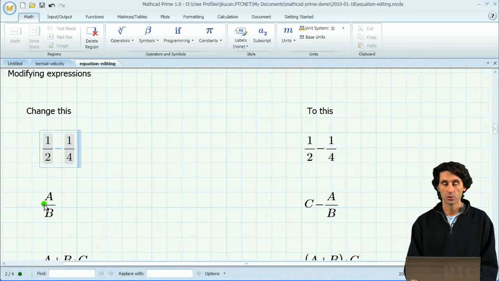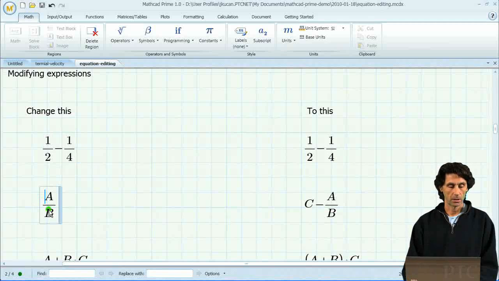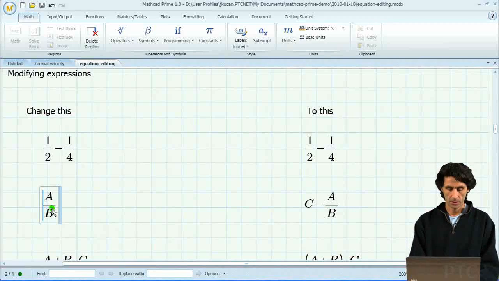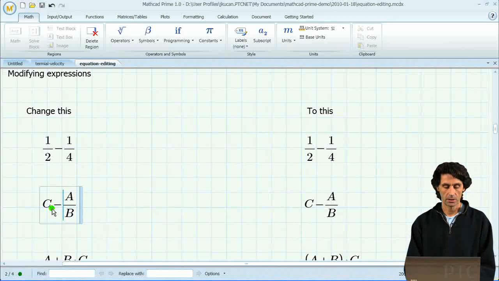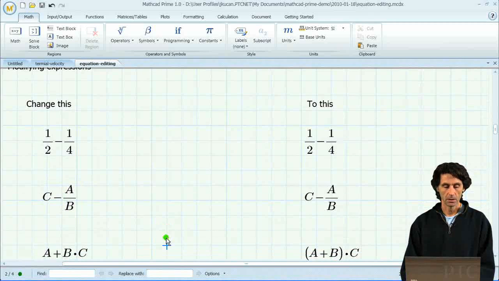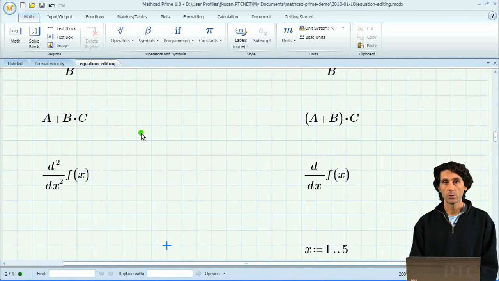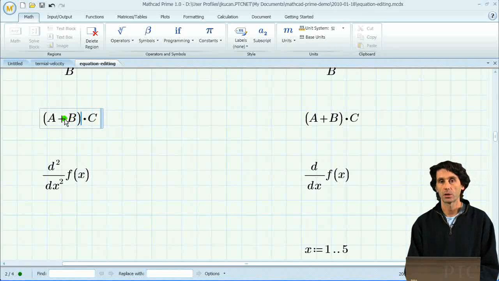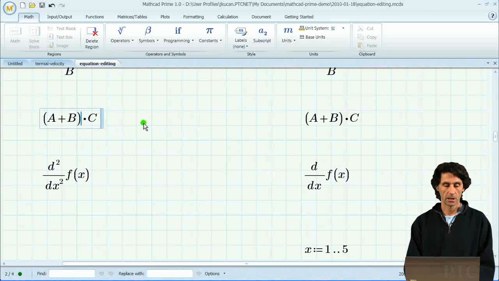In the next example, the user wants to type c minus preceding the fraction a over b. We simply put the cursor in front, type c minus, and we get the desired result. In the following example, we want to change the order of evaluation. So instead of multiplying b and c first and then adding a, we can drag with the mouse and select the group of terms we want to group and insert parentheses by typing a parenthesis and get the desired equation.